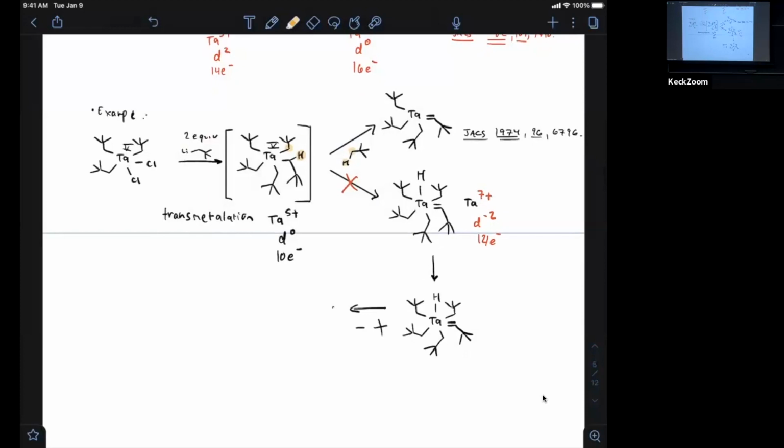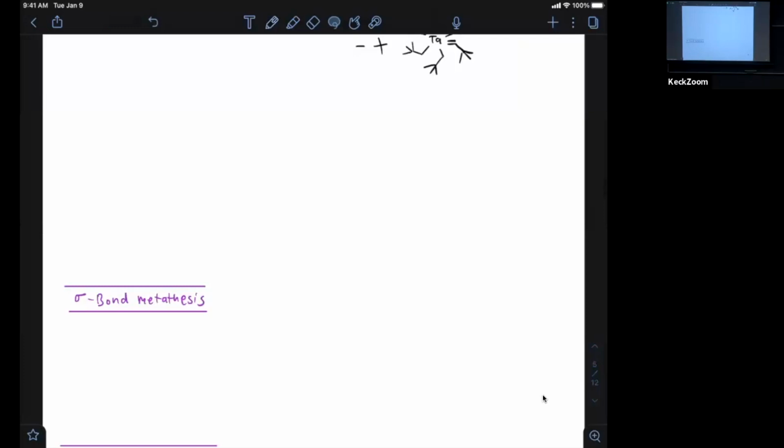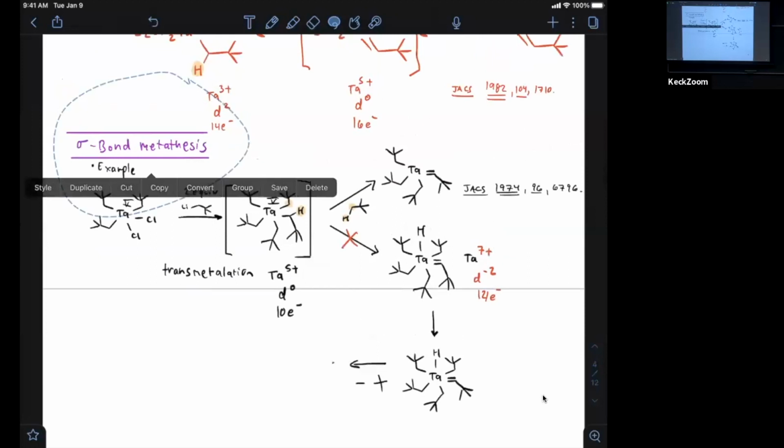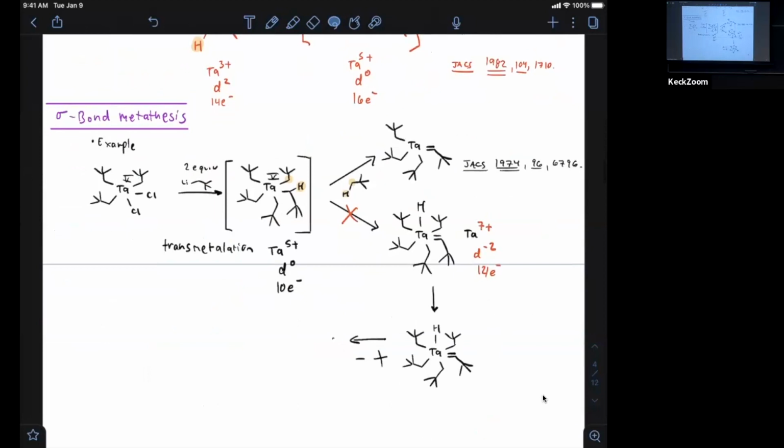And does anyone know the name of this process? I hear someone whispering it. Is that you, Shenghua? This elementary step is called sigma bond metathesis. It's a type of CH cleavage. And one of the important things is that it happens at d0 metals.